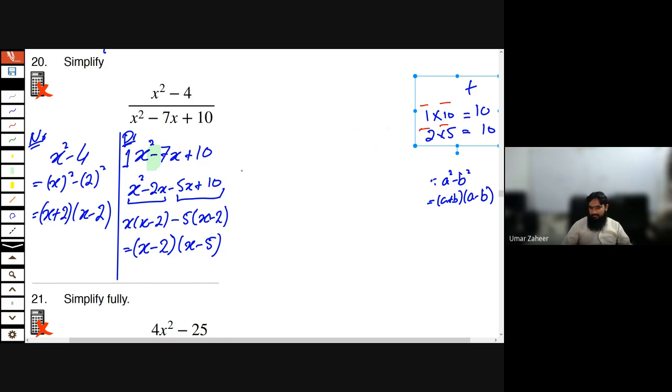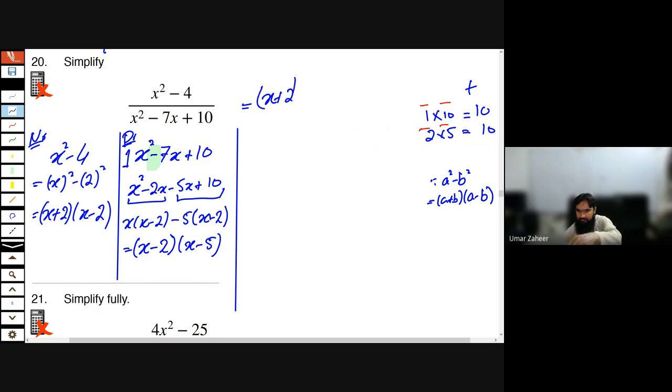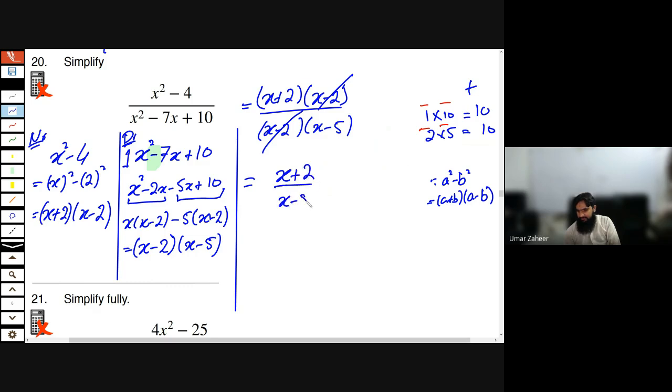So let's see how to substitute the value. The numerator that we will get is x plus 2 and x minus 2, divided by the denominator, which is x minus 2 into x minus 5. So x minus 2 will be cancelled out with x minus 2. The final answer we will get is x plus 2 over x minus 5.